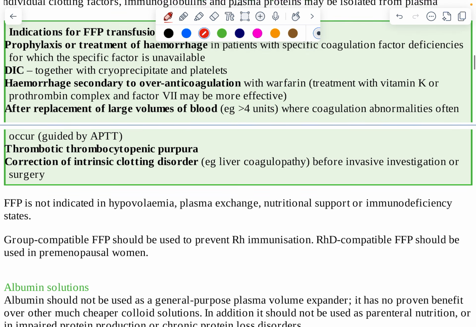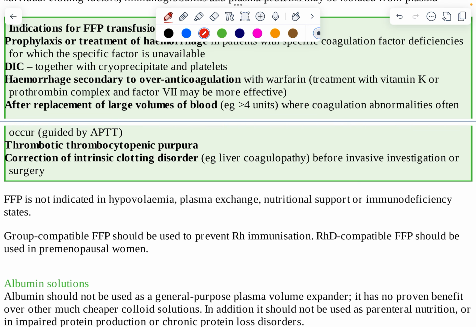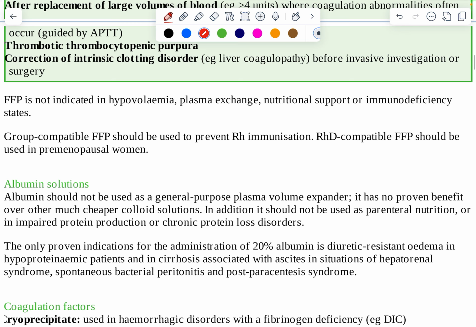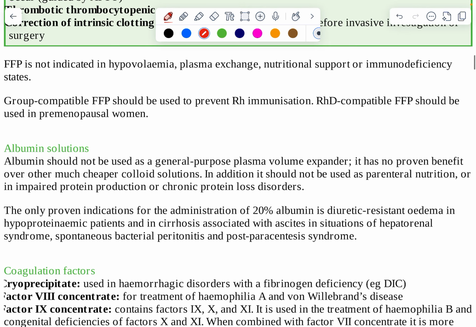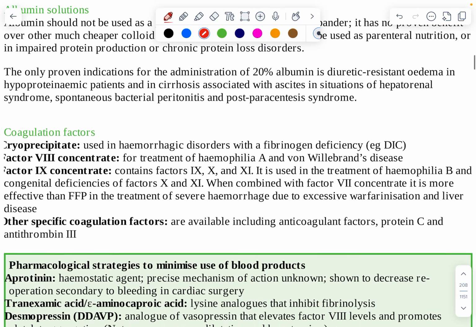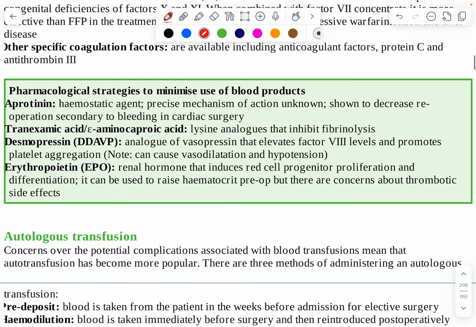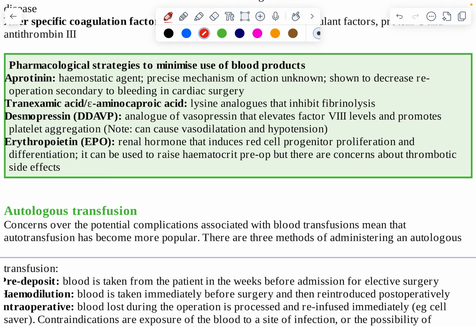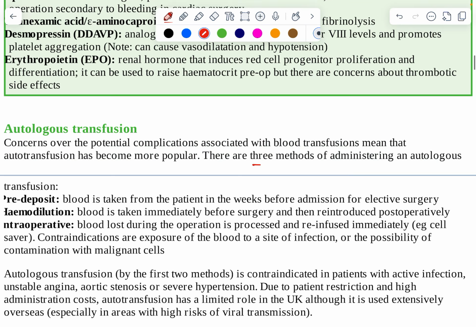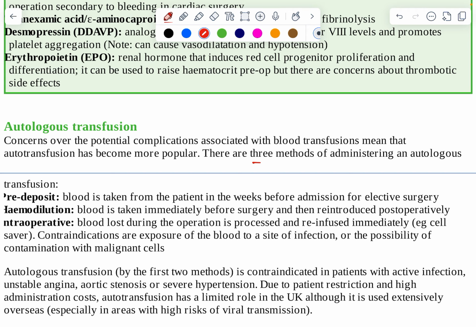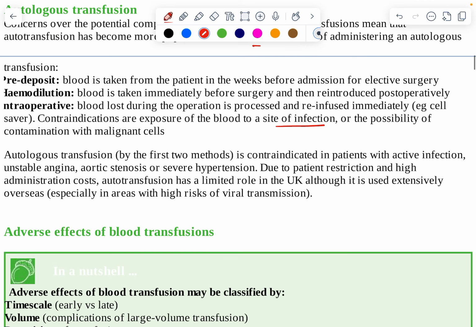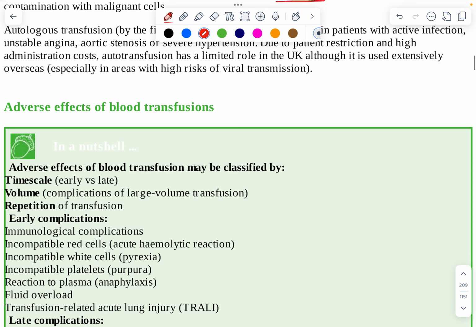Indication for prophylaxis, not in hypovolemia. Albumin solutions should not be used as general purpose plasma volume expanders; they have no proven benefit. Coagulation factors and cryoprecipitates are also used. Autologous transfusion is an alternative, with three methods: pre-deposit, hemodilution, and intraoperative salvage. It is contraindicated in most cases of infection.